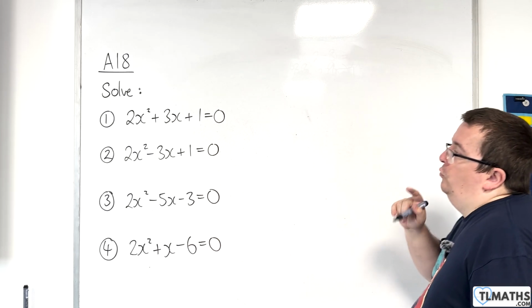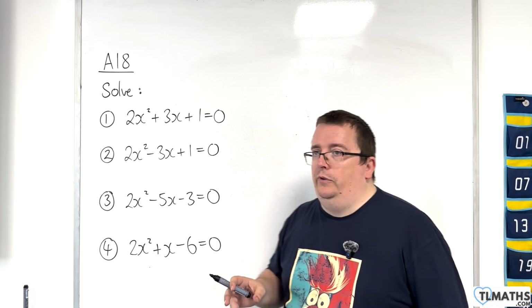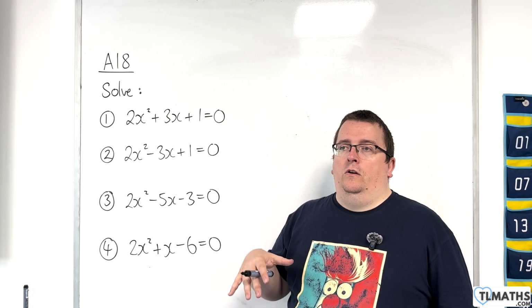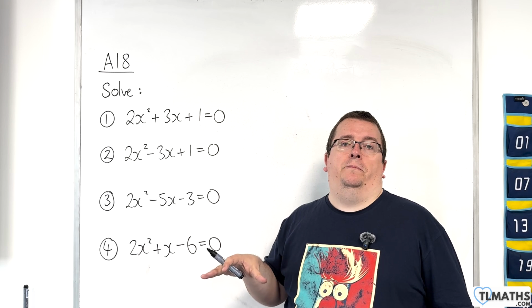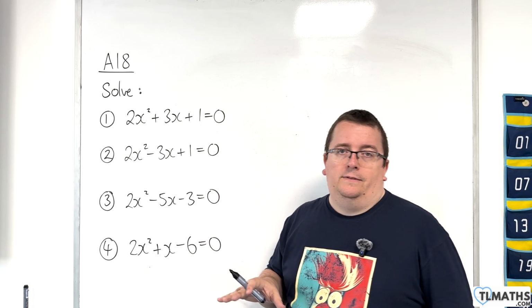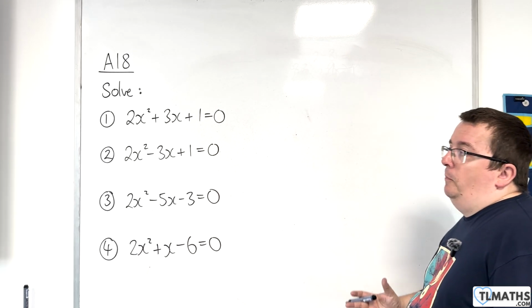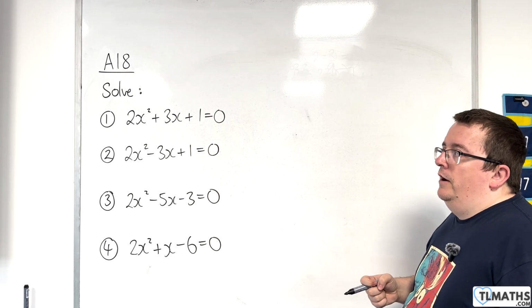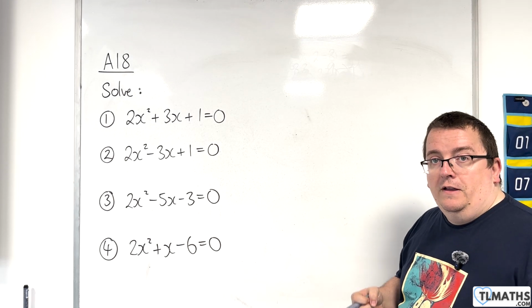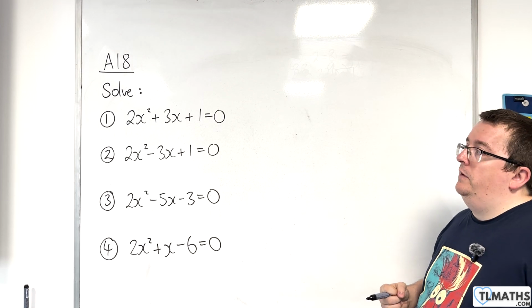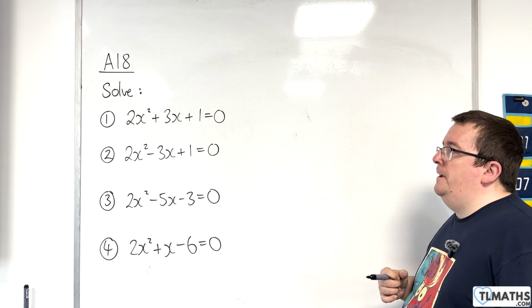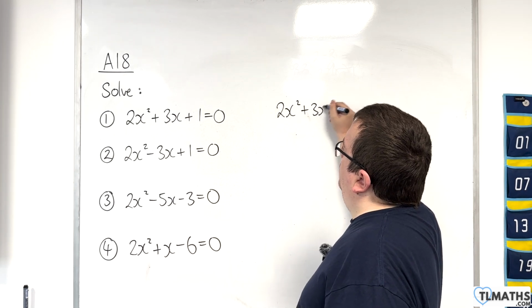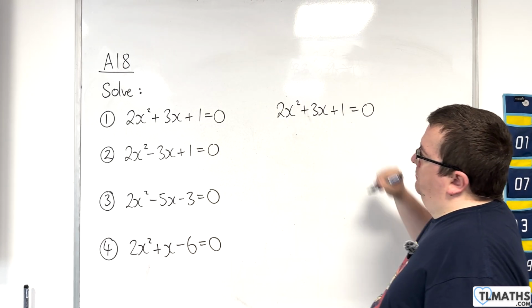So when I go through each of these examples, I'm going to be using the longer method to factorise them because that always works for me. If you can spot them, great. I just would prefer to make sure I've gone through the process and been clear with that. Okay. So 2x squared plus 3x plus 1 equals 0.